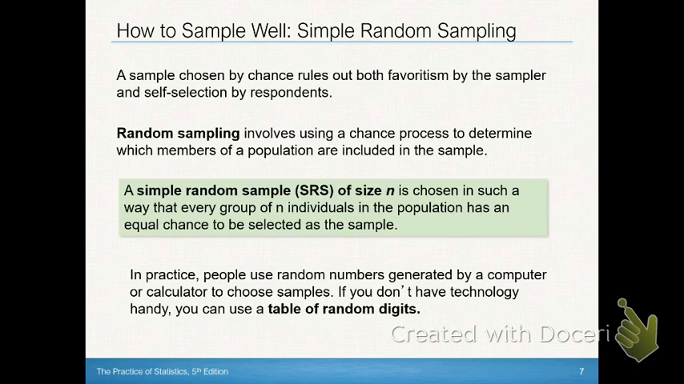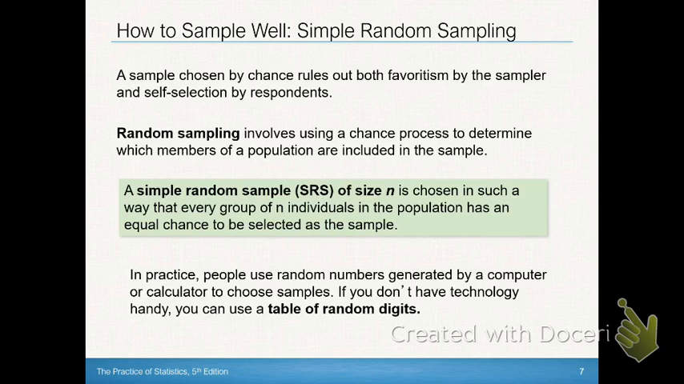The first type of random sampling that we'll talk about is a simple random sample of size n. N is going to be a number, so maybe you'll say a sample of size 10, which means you're going to pick 10 people at random, or a sample of size 50. Those would be the lowercase n. However many people you're picking is your sample size.